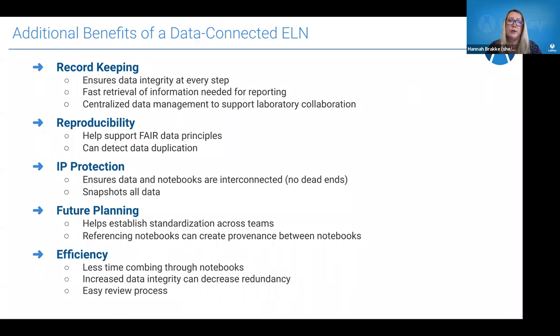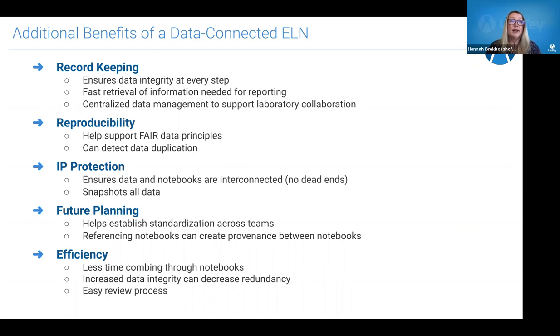Future planning, we touched on this with record keeping as well, making sure that standardization is across teams. So in 3 years from now, when I'm picking up some work, a postdoc left, I understand the terminology that's being used and can understand what type of samples I'm using and where they came from. As well, data connected ELNs will often allow you to reference other notebooks. And so in that sense, you can start creating a provenance between notebooks. So your research as a whole gets a story of all of the experiments that may have led to a certain conclusion or outcome.